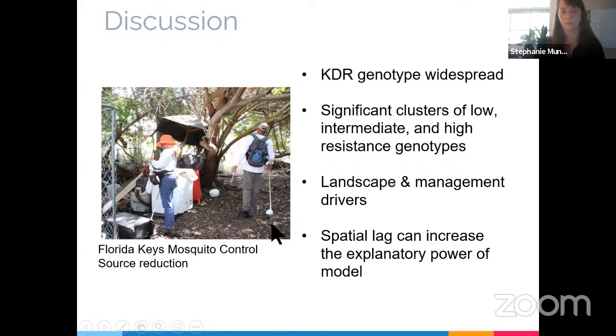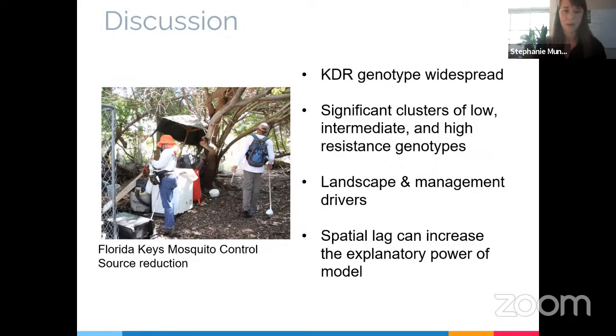So in conclusion for this project, KDR genotype is widespread, unfortunately, in Florida, and this is also true in areas all around the world. There were significant clusters of low, intermediate, and high resistance genotypes. It's important to note that this is not a static measure where this is your resistance status for the next however many years. Resistance can actually shift and change over time. And so it would be really important to continue following up and seeing if those sites with intermediate levels of resistance are actually just sites in transmission, where they might be becoming more resistant as time goes by.